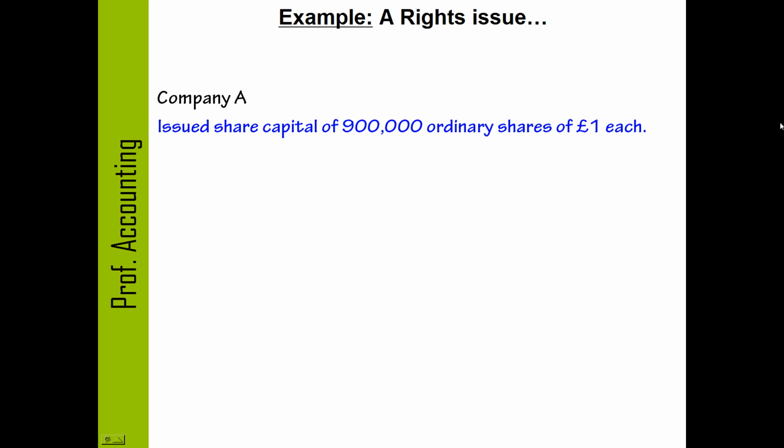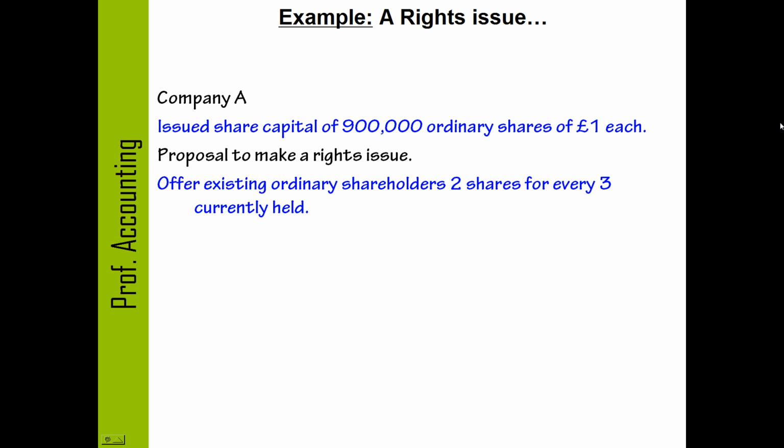What is the par, face, nominal value in this case? It's £1. The proposal is to make a rights issue and offer existing shareholders 2 shares for every 3 currently held. This does look a lot like a bonus issue information, but it's not. It's a rights issue. So that's the similarity. However, this is new. Share offer price £2.70 per share. So this is where it's different. Rights issues, we're selling shares to existing shareholders and offering them a price of £2.70.